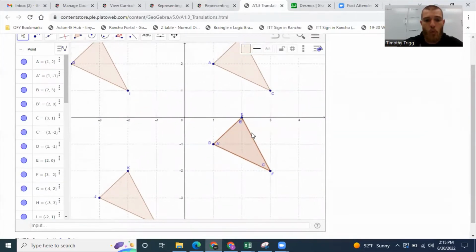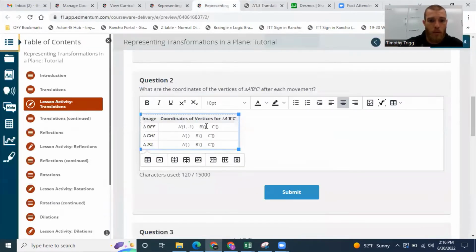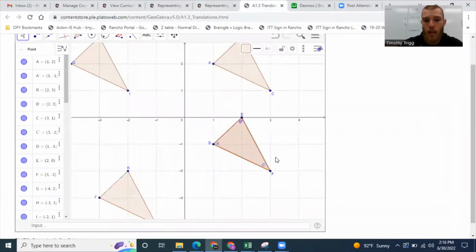Okay, what about point B prime, or in other words, point E in this case? Well, that would be 2 on the x-axis, 0 on the y. So 2, 0. And for C prime, it's right here where point F is. So 3, -2.